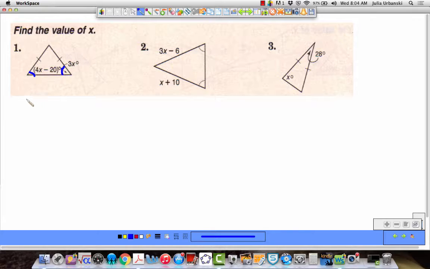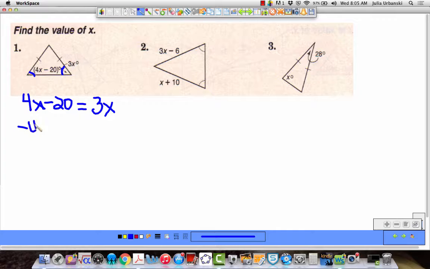Are you guys concentrating? Got this? What does that one say right there? Do I add it to 180 or what do I do here? Equals 3x? Good. You didn't make it 180 because you don't know the third angle. You can only do 180 if you know 3 angles. These two are just equal to each other.